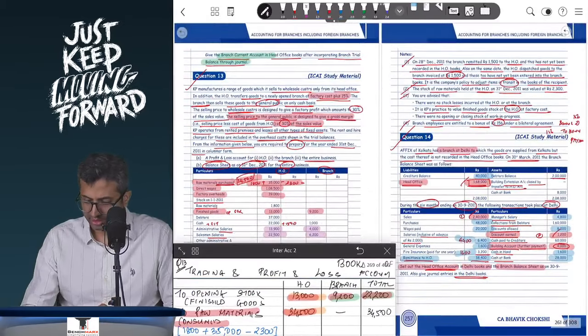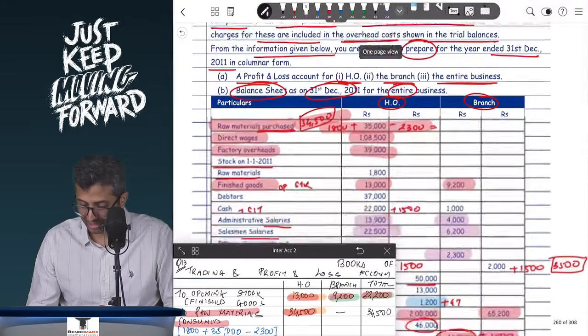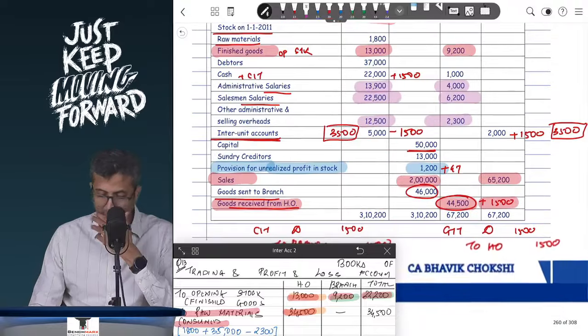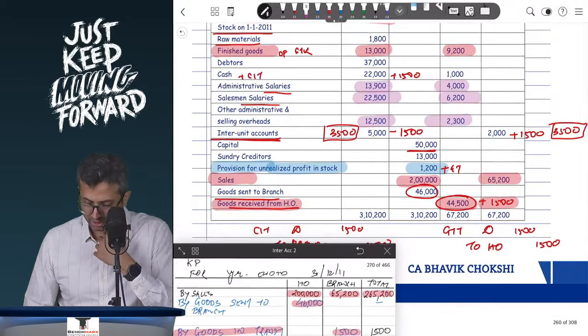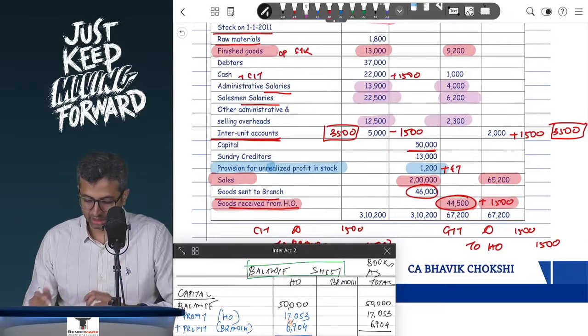Okay, now what else is asked? Sir, we are also asked to prepare the balance sheet. So over here, when you're preparing the balance sheet, we will do this balance sheet working also in a columnar way. So over here in the head office, there will be a capital of 50,000. In the head office books, there will be a capital of 50,000.